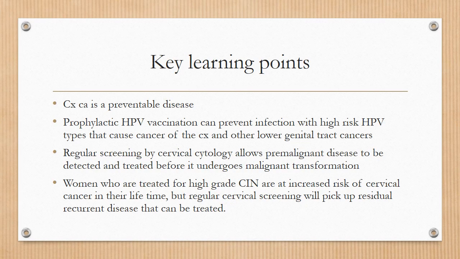So key learning points again. Cervical cancer is a preventable disease. Prophylactic HPV vaccination can prevent infection with high risk HPV types that cause cancer of the cervix and other lower genital tract cancers. Regular screening by cervical cytology allows pre-malignant disease to be detected and treated before it undergoes malignant transformation. Women who are treated for high grade CIN are at increased risk of cervical cancer in their lifetime, but regular cervical screening will pick up residual or recurrent disease that can be treated.